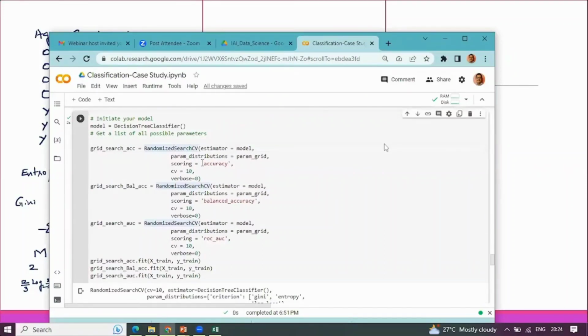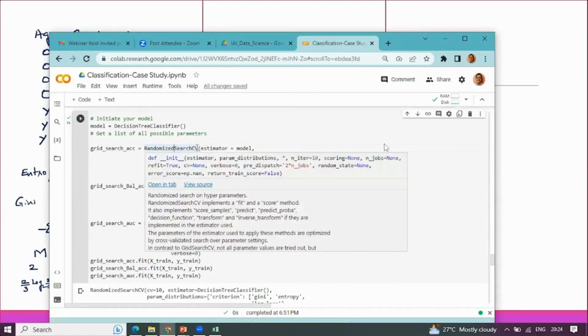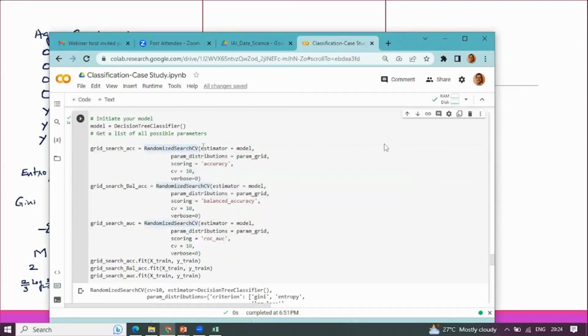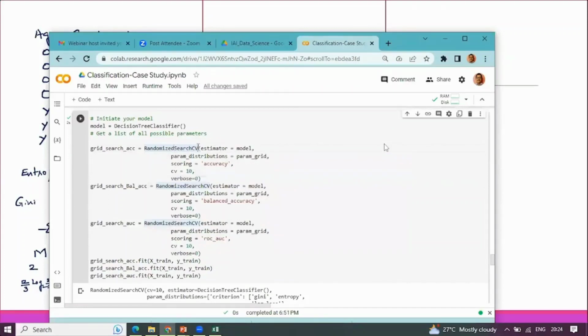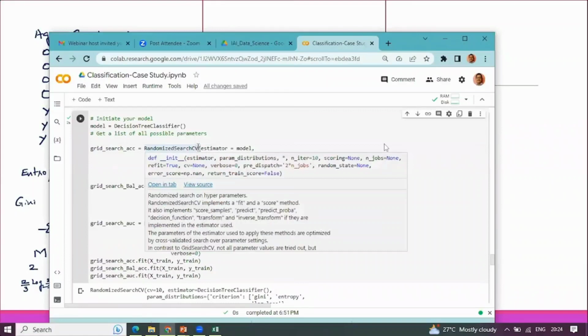In this randomized search, the default behavior is that it will pick up 10 models only. I did not give a value; I have gone with the default itself. If you see here, there is a parameter called number of iterations, n_iter, and the default number of iterations is always 10.